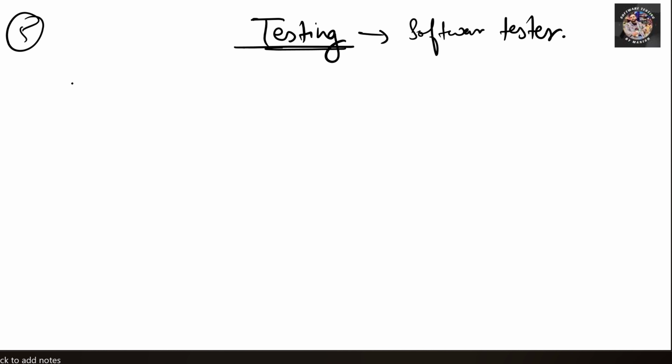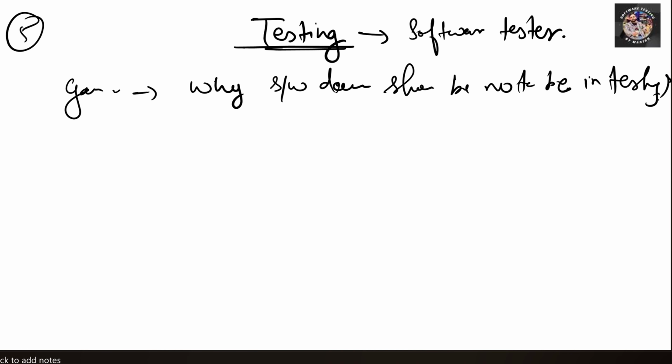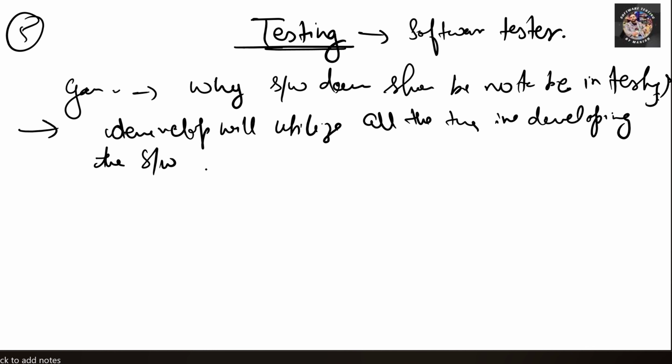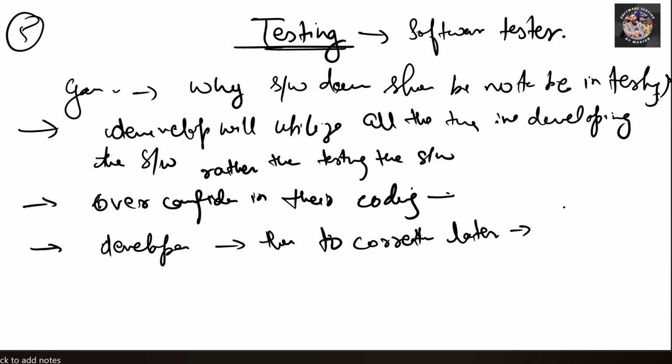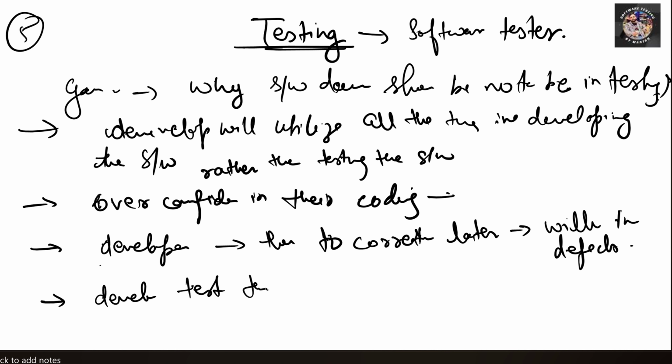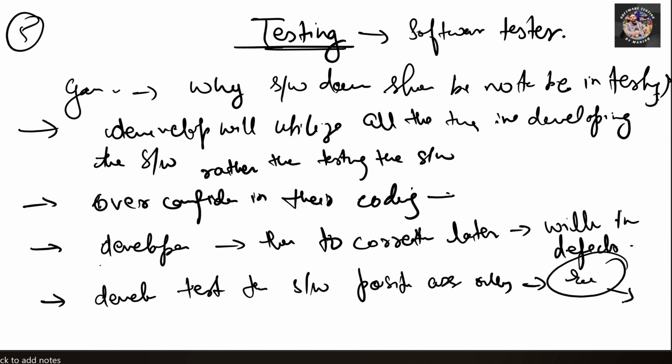Generally the question is asked: why should the software developer not be involved in testing? The reason is that chances are the developer will spend all the time developing the software rather than testing it. The second point is the developer will have overconfidence in their coding. They will believe they can't make any mistakes. Third, while testing, the developer will think they will correct things later, which leads to an increase in defects. Next, the developer will test the software in positive aspects only, meaning only whatever requirement is given.